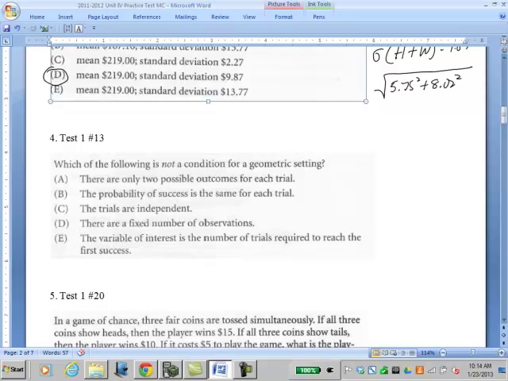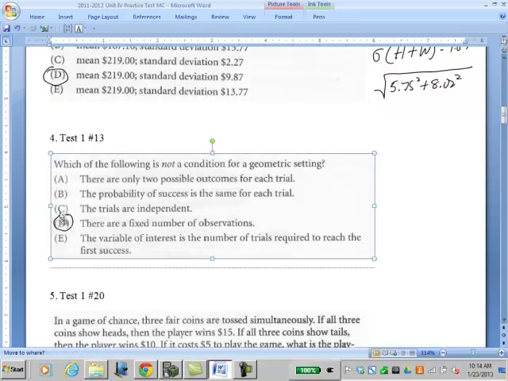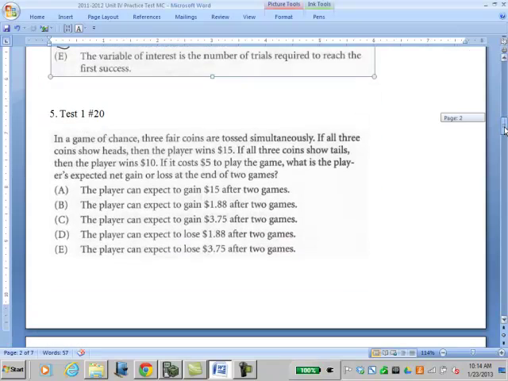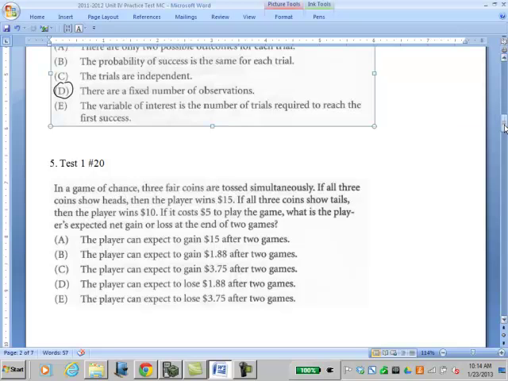Okay? So, the probability is quite low, whatever. The variable of interest is the number of trials required to reach the first success. That is the definition of a geometric probability. Okay, so the answer is D, the one that's not required. All the others are. Okay. Now, 5. Any questions? No? Okay, 5.